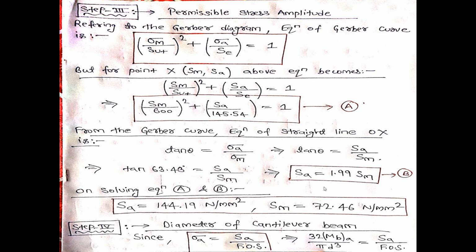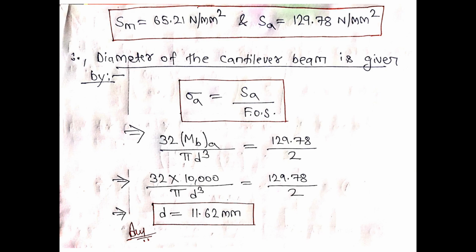Theta is not changing. So Sa is equal to 1.99 times Sm, which is equation number B. And the new equation, because we are talking about the modified Goodman diagram, we have to use the modified Goodman diagram equation, that is equation number C. Solve B and C, and you will get the values of Sm and Sa. Sm comes out to be 65.21 Newton per mm square, and Sa comes out to be 129.78 Newton per mm square.